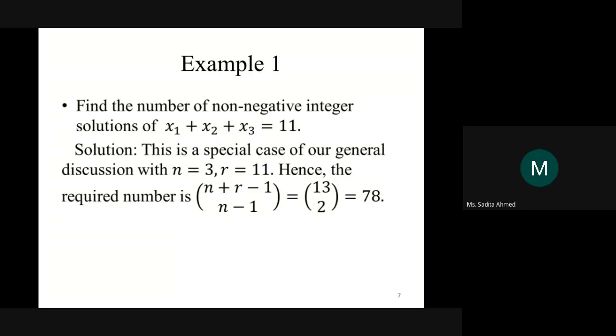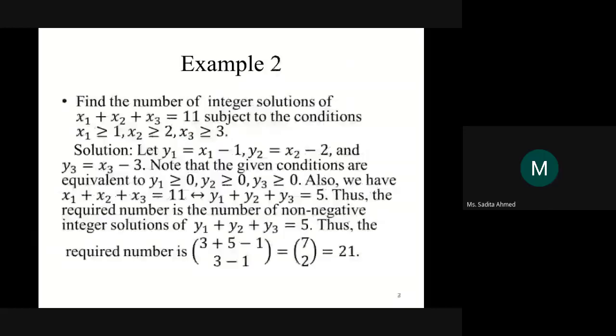For example, what if we put more conditions here? Here, all we need to do is count non-negative integer solutions. That is, solutions where all these three are simply non-negative integers. Non-negative integer means x1, x2, x3 have to be greater than or equal to 0. What if we put more conditions on top of that? What if we said that x1 has to be greater than or equal to 1, x2 has to be greater than or equal to 2, x3 has to be greater than or equal to 3? What if we did that? In that case, what would you do?